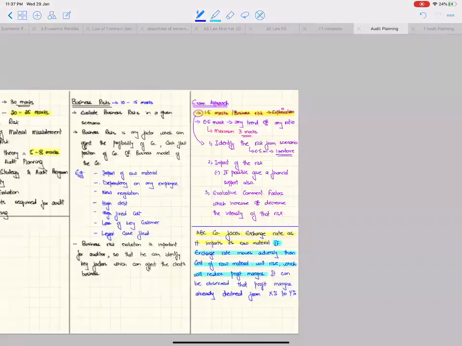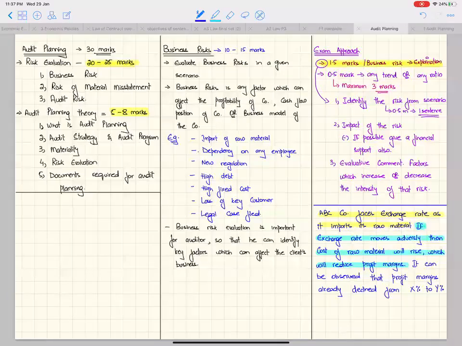Now, let's see. First of all, you identified the risk. That ABC company faces exchange rate risk as it imports its raw material. Now, what is the impact? If exchange rate moves adversely, then cost of raw material will rise, which will reduce the profit margin. Now, this is the impact. It can be observed that profit margins already declined from X percentage to Y percentage. Now, this is the financial support. Now, what will be the evaluative comment?